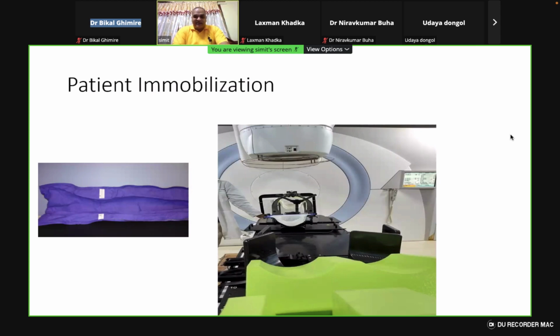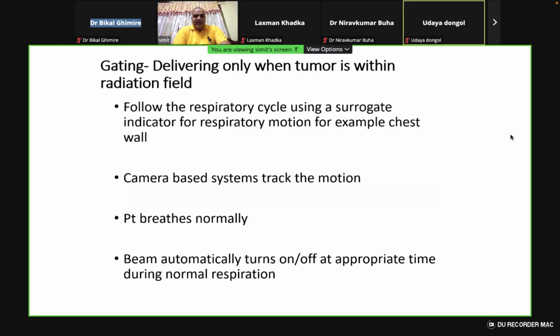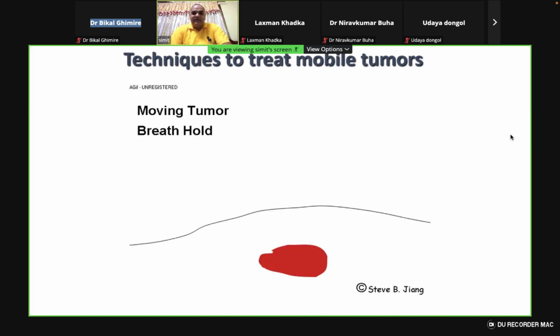These are the immobilization devices. This is a backlog and this is a stereotactic frame. This is a stereotactic body frame, which is used for stereotactic treatment. In gating, we follow the respiratory cycle using a surrogate indicator. The patient breathes normally and the beam automatically turns on and off. If we target only the tumor without a margin, during the respiratory motion, you can see the tumor goes in and out of the field. So some part of the tumor will get less dose. So it's not the ideal scenario.